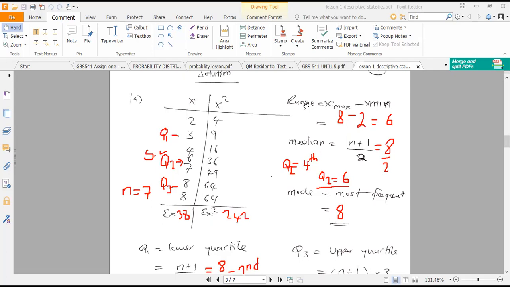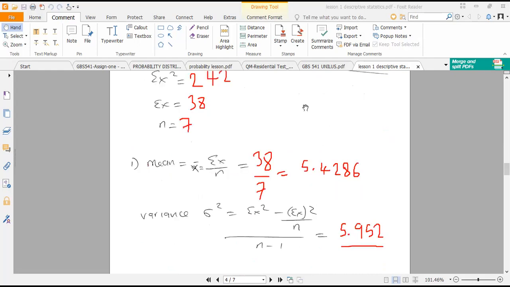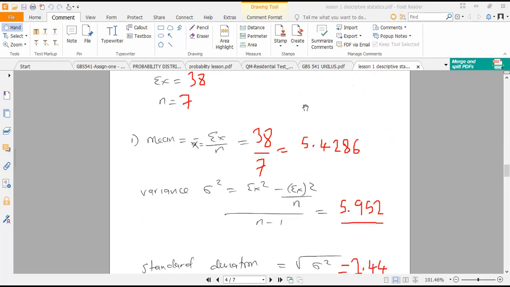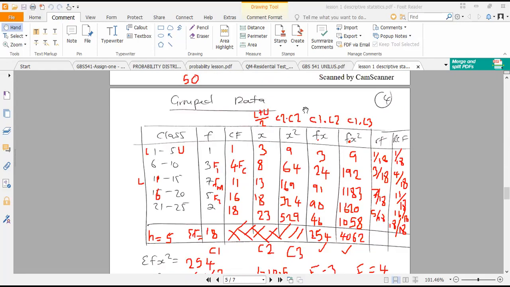I'll talk about Chebyshev's rule in the next class, but here I just want to start with the most basic. I'll give you homework based on what we have discussed today. I require this before our next class. I need you to be as interactive as possible.